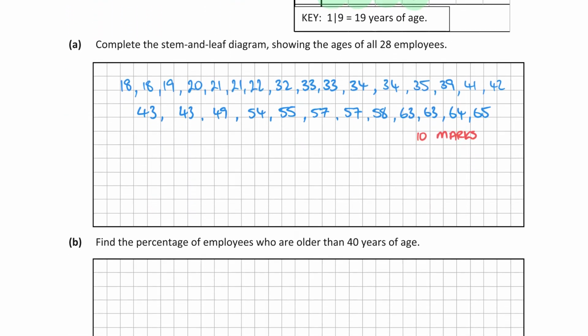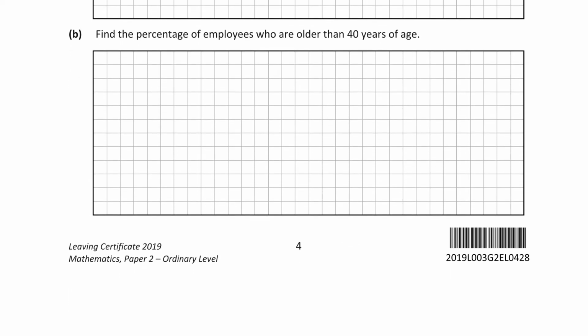So they want us to find the percentage of employees who are older than 40 years of age. In order to work out that percentage, we need to write down what we have, which is 14 out of 28. And if we are to write that as a percentage, all we need to do is multiply it by 100 over 1. If you type that into your calculator, you'll get an answer of 50%. And that there was worth 5 marks.